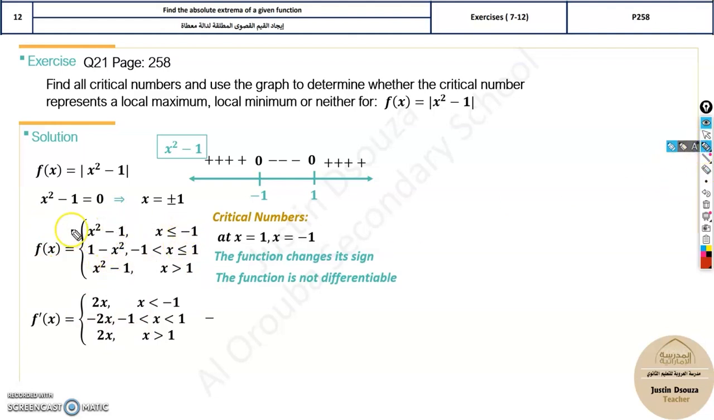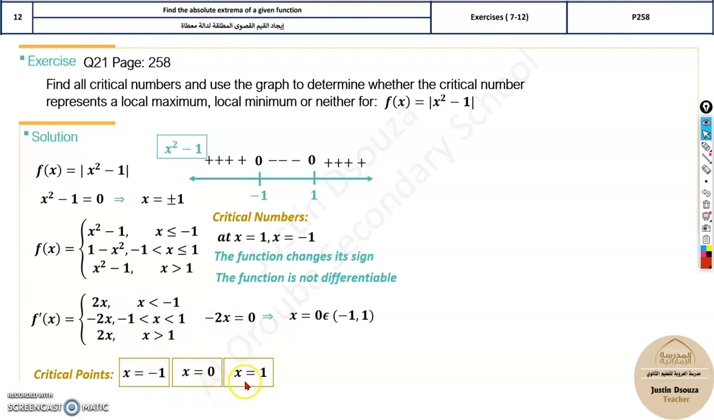So for this interval, the derivative of x squared minus 1 will be 2x, over here it will be minus 2x, and over here it will be 2x. So now you need to equate it to 0 and find the critical numbers. These are the critical numbers.